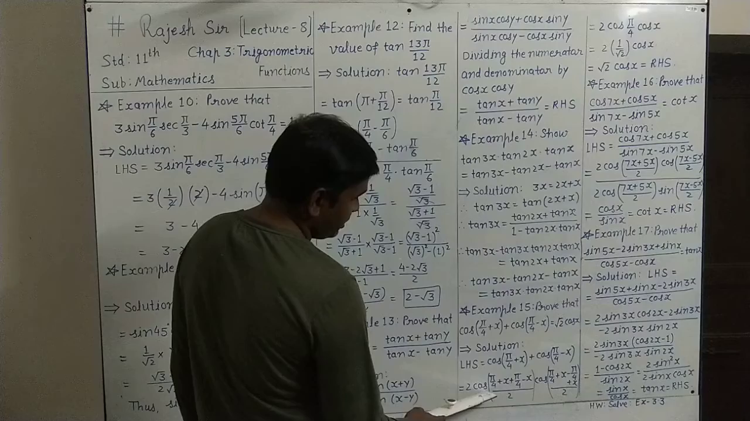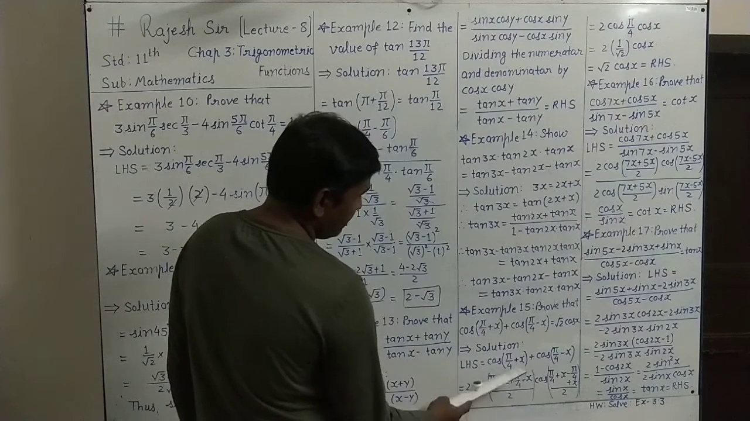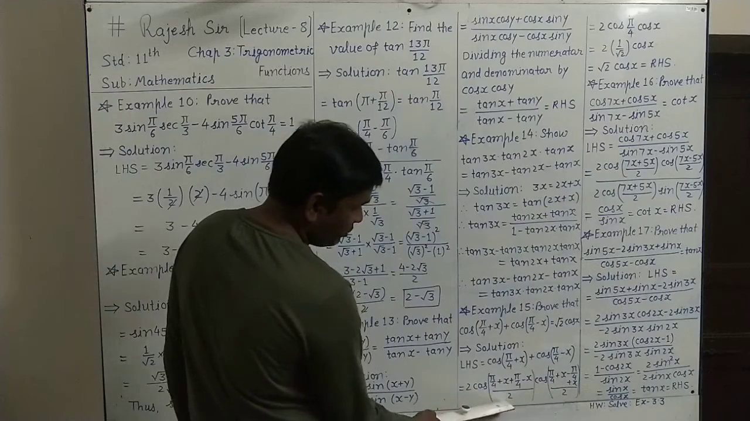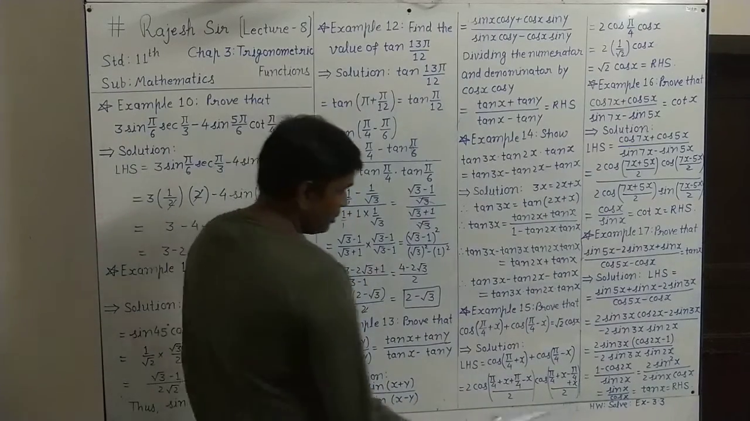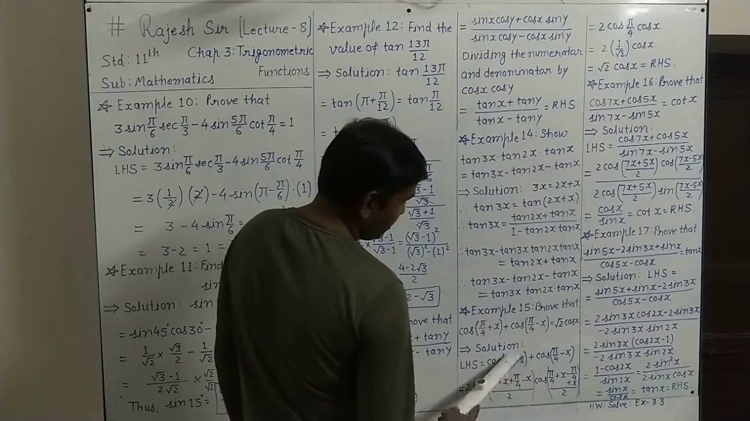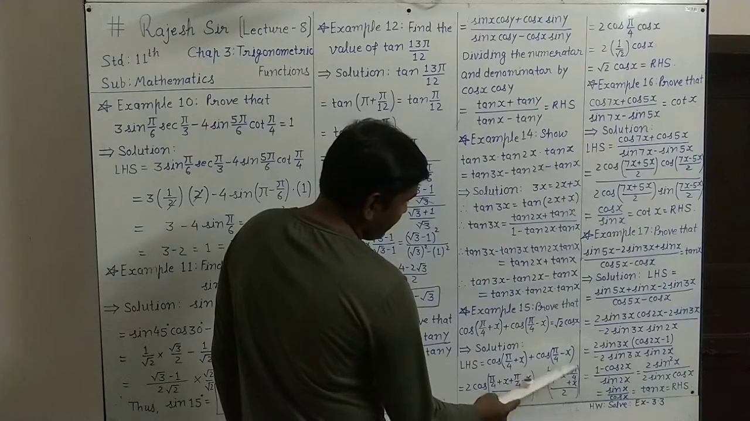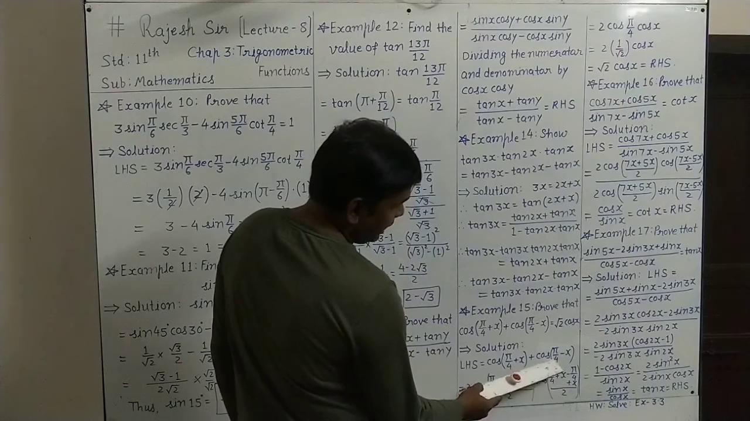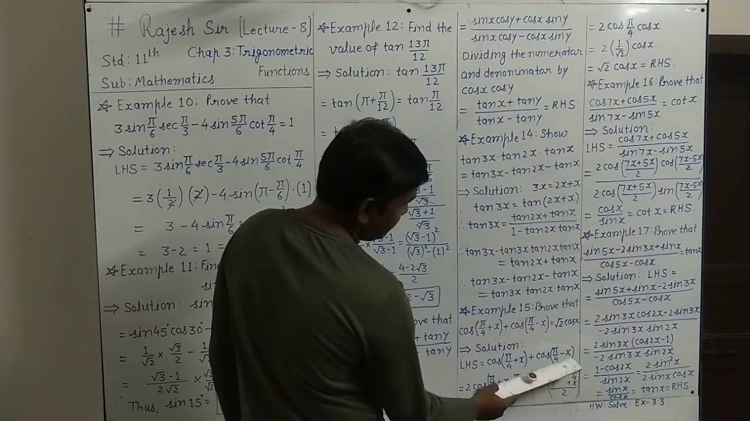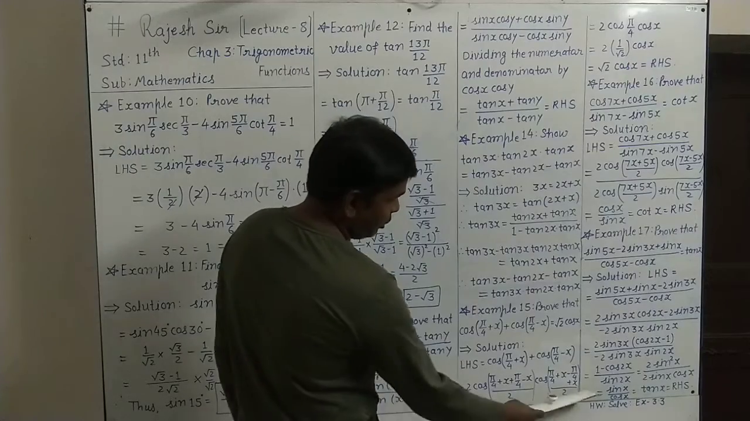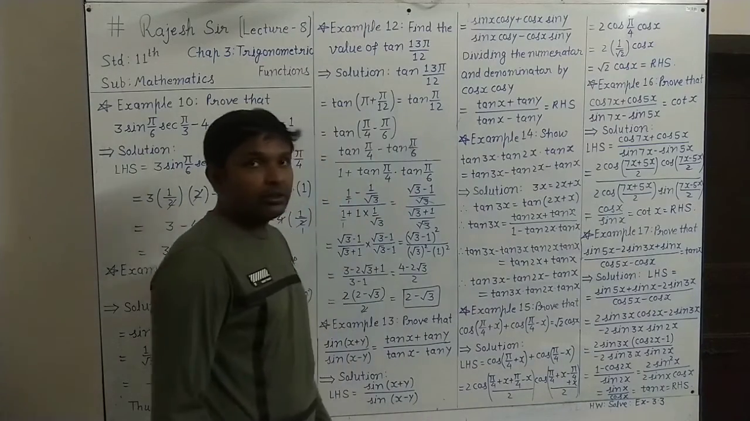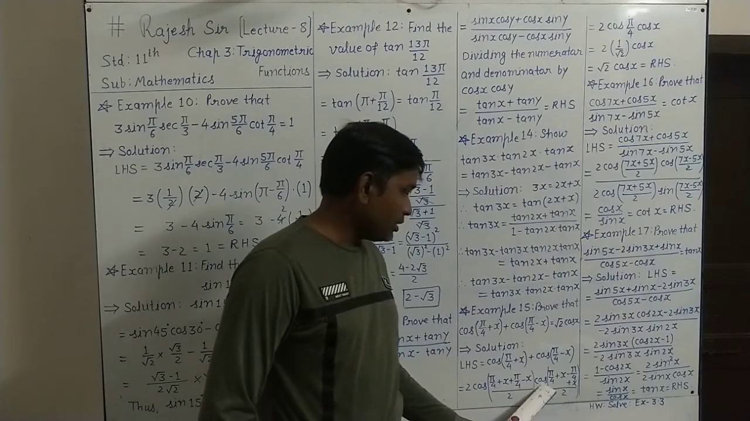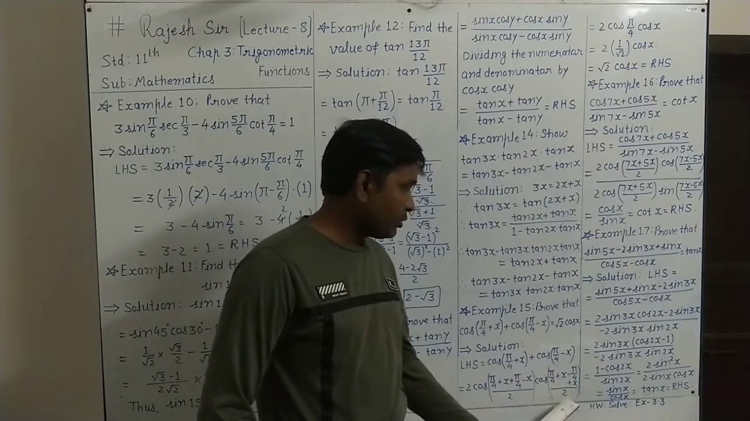So 2 cos of the sum of the angles by 2. Sum of the angles means pi by 4 plus x plus pi by 4 minus x, upon 2. Cos of the difference of the angles upon 2 means pi by 4 plus x minus pi by 4 minus x, because we are taking the difference, so the sign will change. This pi by 4 becomes minus, this minus x becomes plus x, and upon 2. So 2 cos of sum of the angles by 2, cos of difference of the angles by 2.